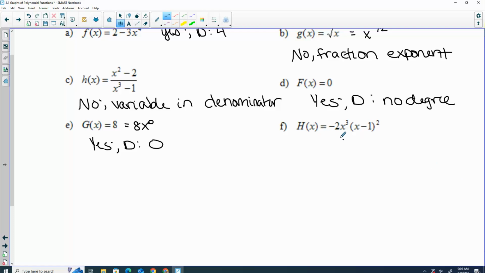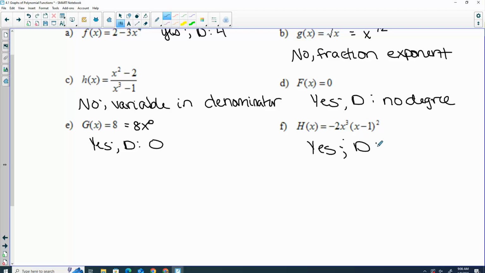And the last one. Okay, it's written differently. But could we choose to multiply this all out? Yes. When we do that, will we have any fractions or negative exponents? No. So this one is a polynomial.